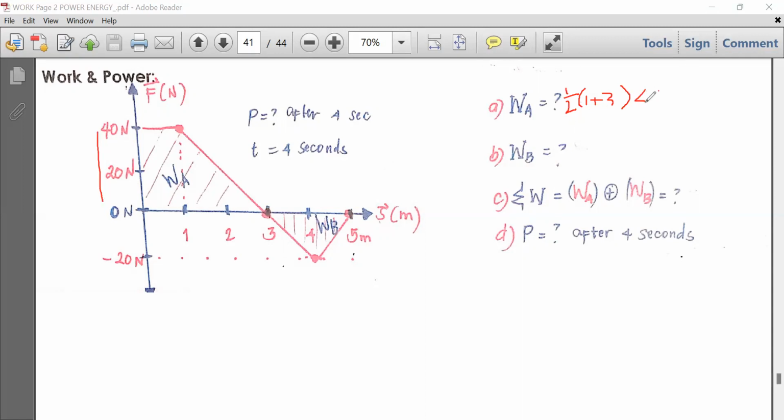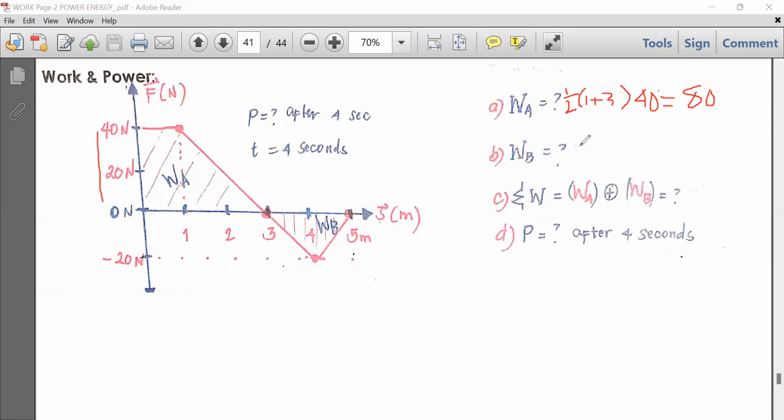So how much is that? 4 times 40 is 160. 1/2 of 160 is 80. So 80 joules of work. Here you have 80.